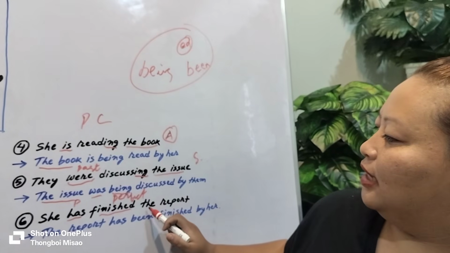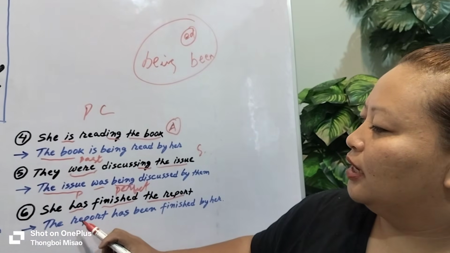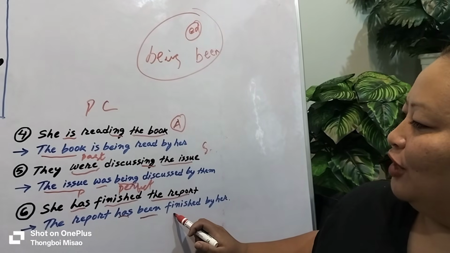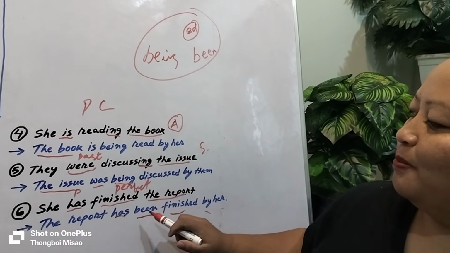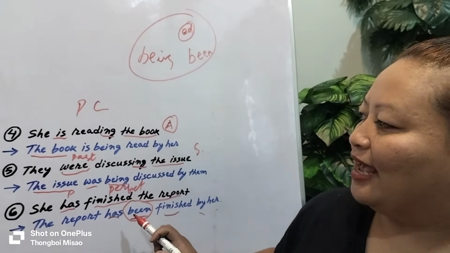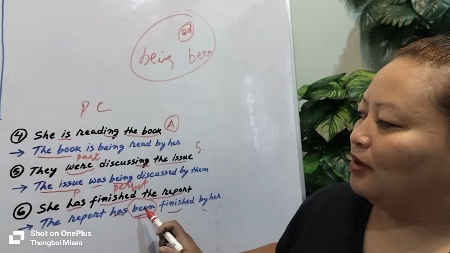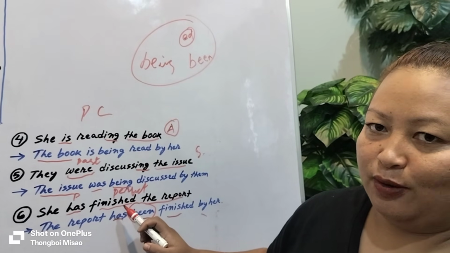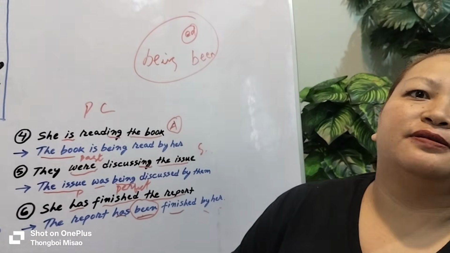She has finished the report. Then, the report has been finished by her. Why "been"? B-E-E-N. Because this is present perfect tense. Okay? Now we'll continue next.